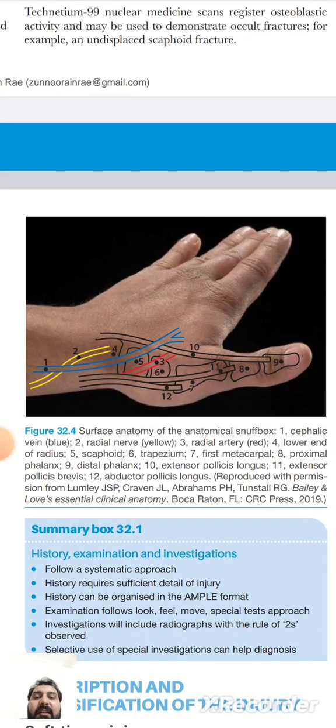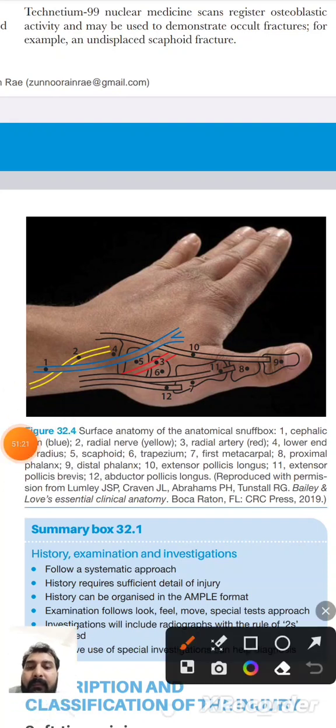This is the surface anatomy of the anatomical snuff box. Number 1 is the bluish vein, cephalic vein. Number 2 is the yellowish radial nerve. Number 3 is the red radial artery. Number 4 is the distal end of the radius. Number 5 is the scaphoid. Number 6 is the trapezium.